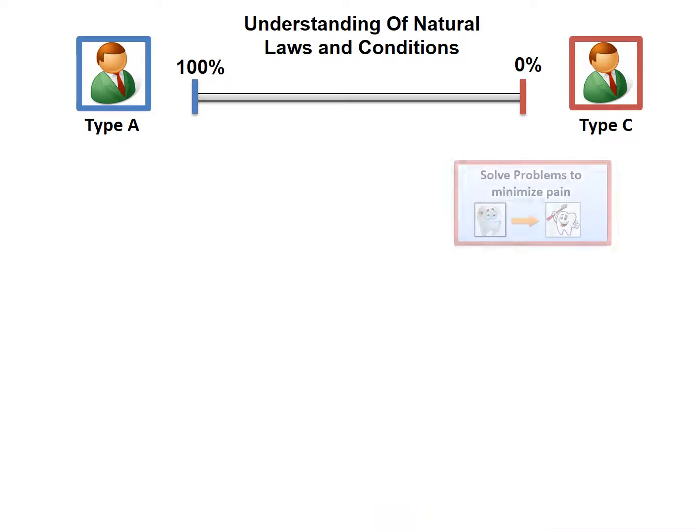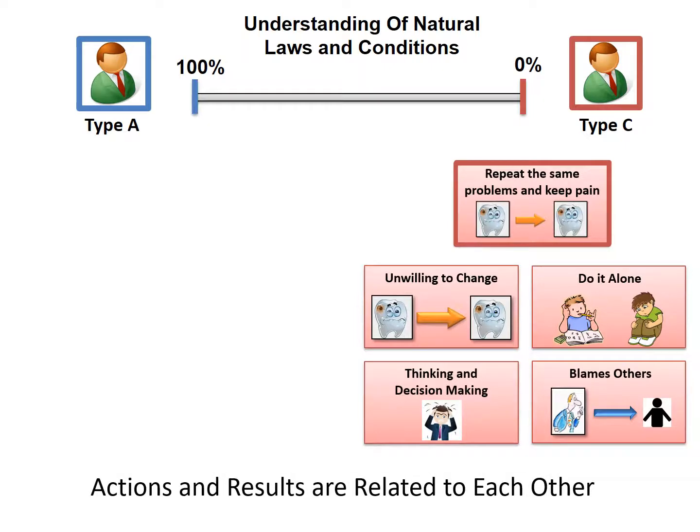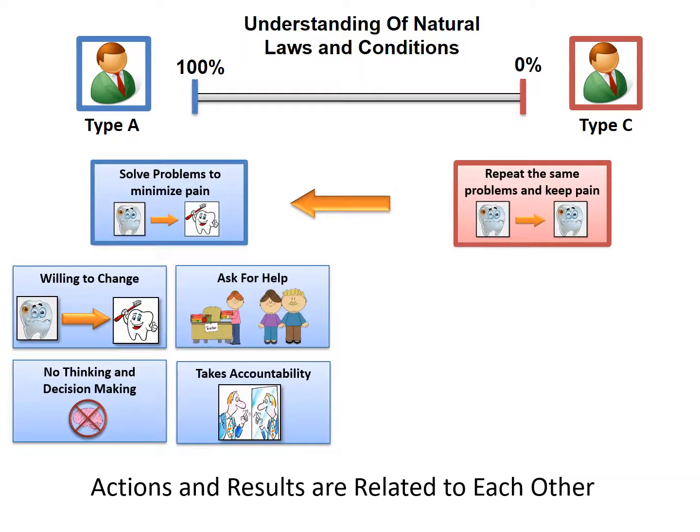In other words, if you want to solve problems to minimize pain, but you are acting like a type C person, then it will be difficult for you to solve problems to minimize pain. Because if you're acting like a type C person, it is more likely that you'll get type C results, repeating the same problems and keeping the pain. Actions and results are related to each other. If you want more type A results, then you must begin acting more like a type A person. One of the keys to finding success is to realize what characteristics and actions help us and which characteristics and actions hinder us from getting what we want.